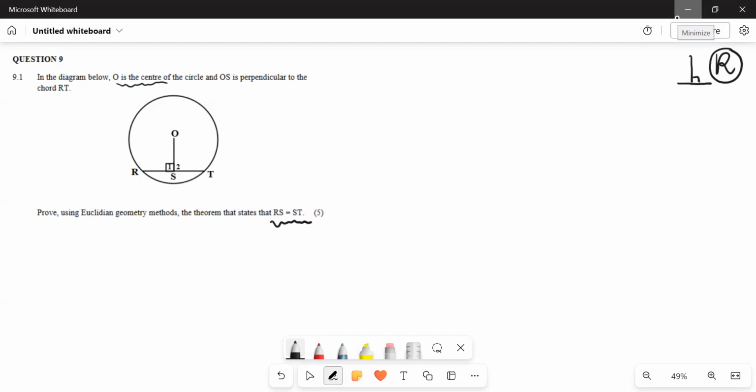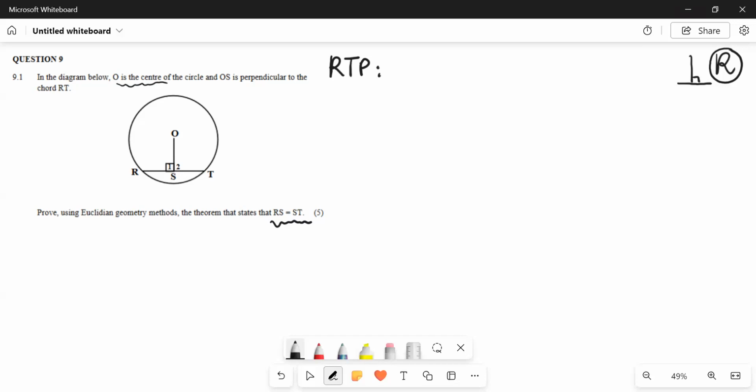Basically, we're proving theorem 1, right? So the first thing that you need to do, you need to write RTP. That's required to prove. So basically, you need to understand what is it that you're proving first. So we're proving that RS is equals to ST. That's good.